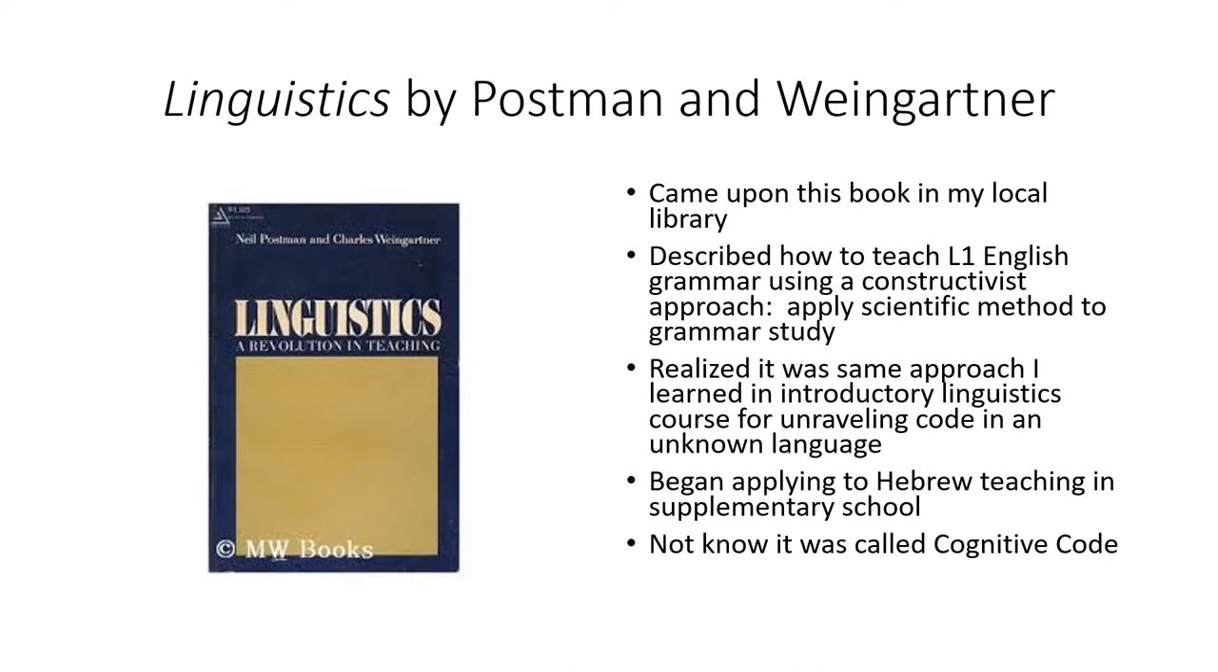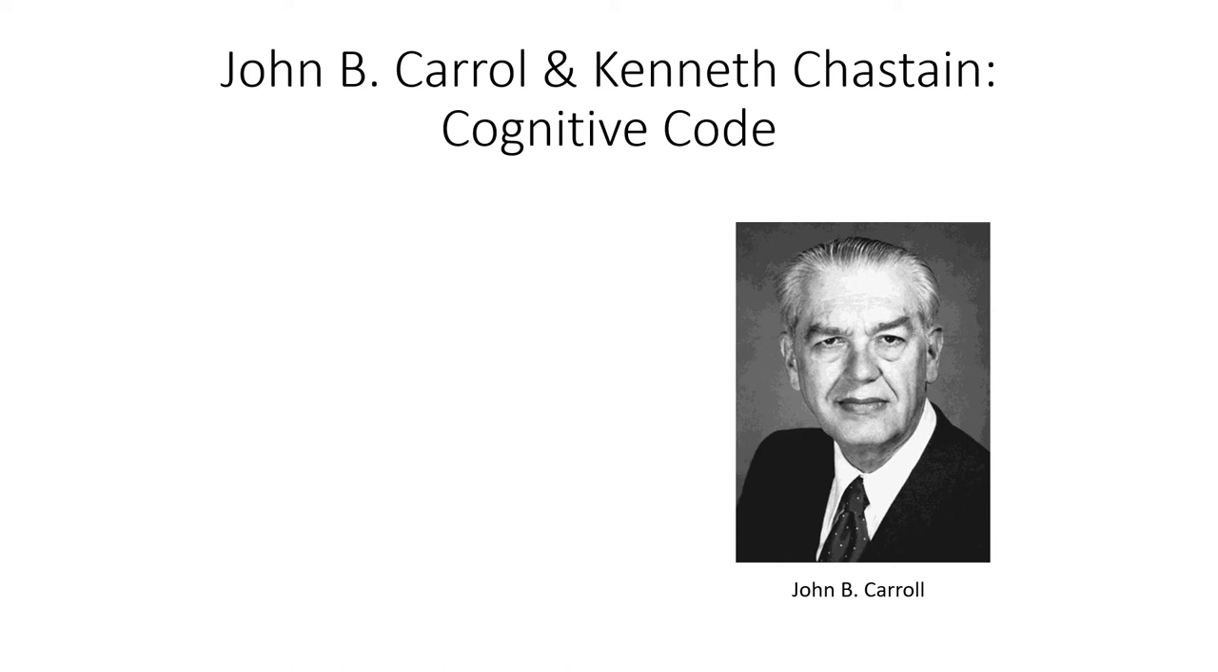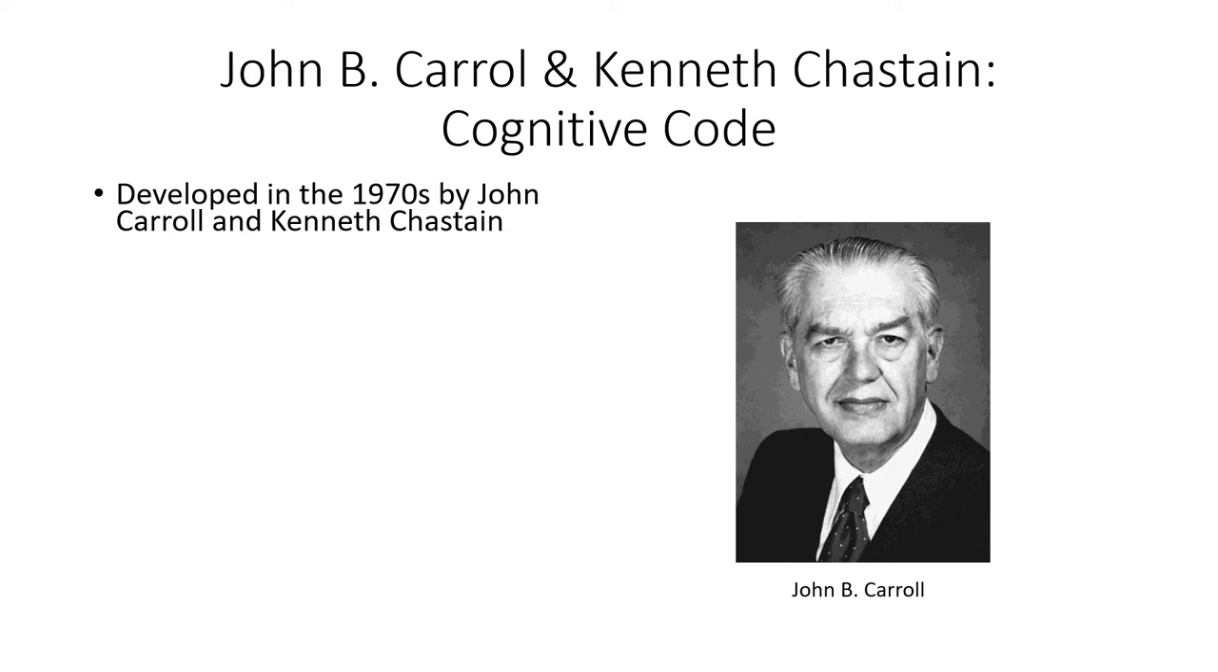What I didn't know at the time was that Postman and Weingartner's work was really based on what has now come to be known as the cognitive code approach. The cognitive code approach, because it's not really a method, it's more of a philosophical approach, has its roots in the 60s, and it really took on full-fledged development in the 1970s. It was really promoted by two leading researchers, John Carroll and Kenneth Chastain.